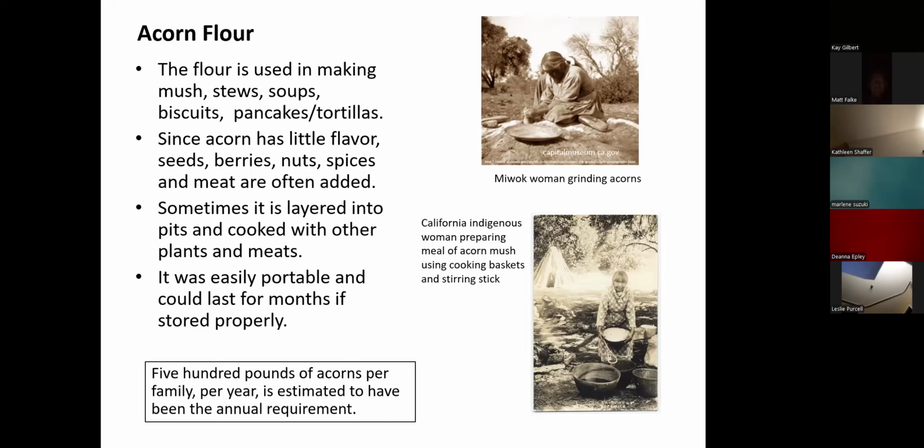Acorns were easily portable and can last for months if stored properly. 500 pounds of acorns per family per year was estimated to have been the annual requirement, which sounds like a lot, but there were a lot of oak trees and a lot of acorns.